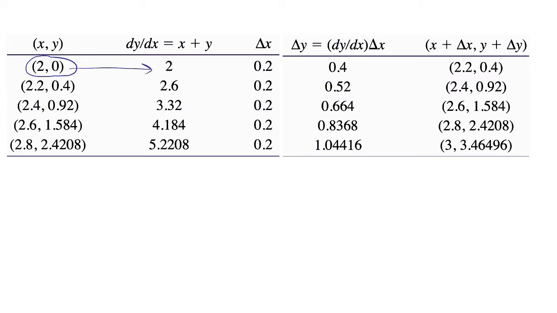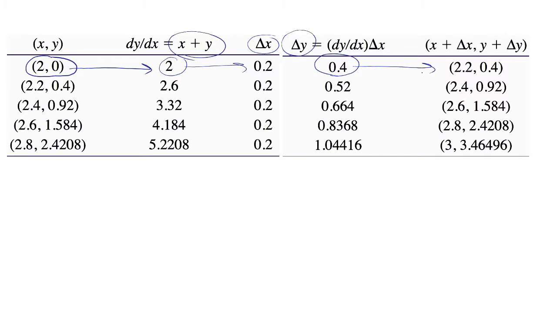Then the next step is to find dy/dx. We're told in the problem that dy/dx is equal to x plus y. So we simply add together the x coordinate and the y coordinate. 2 plus 0 is 2. We're told in the problem to use 0.2 for delta x. So again, moving across, our next step is to find delta y, which is dy/dx, which is 2, times delta x. 2 times 0.2 is 0.4.